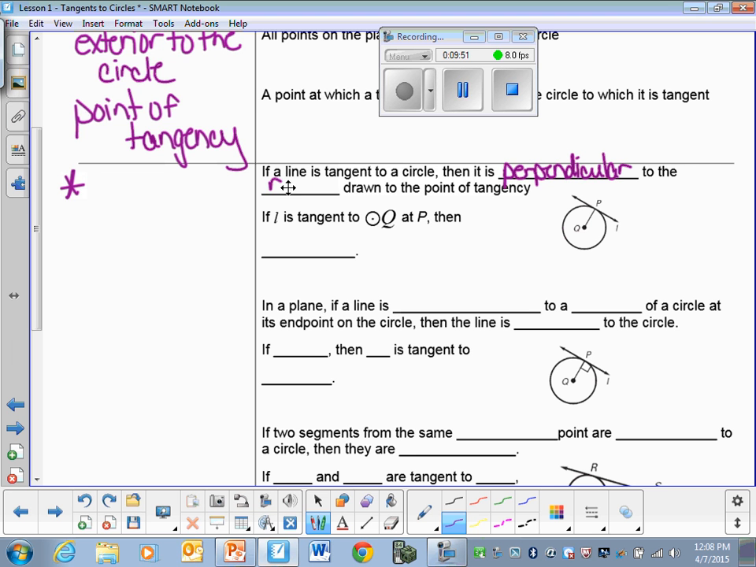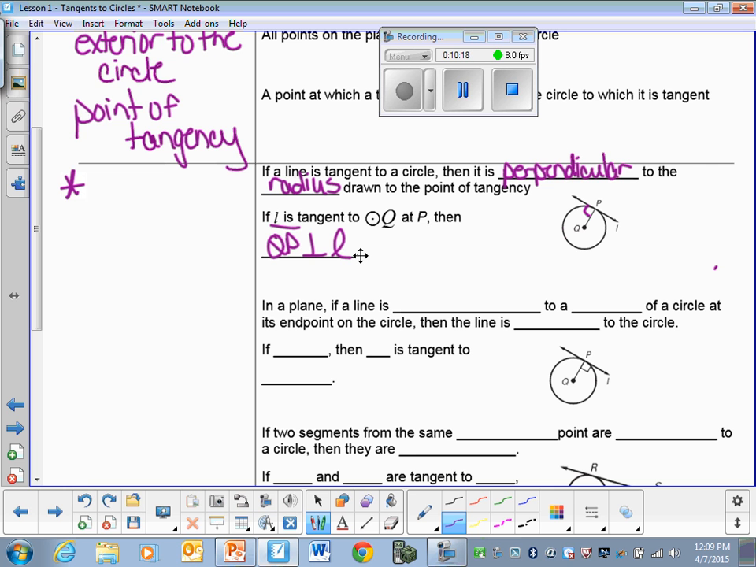to the radius drawn to the point of tangency. So my perpendicular is right there. It's really easy when you draw these to make it look like the right angle is actually at the center of the circle, so be careful. If L is tangent to circle Q at point P, then QP is perpendicular to L.